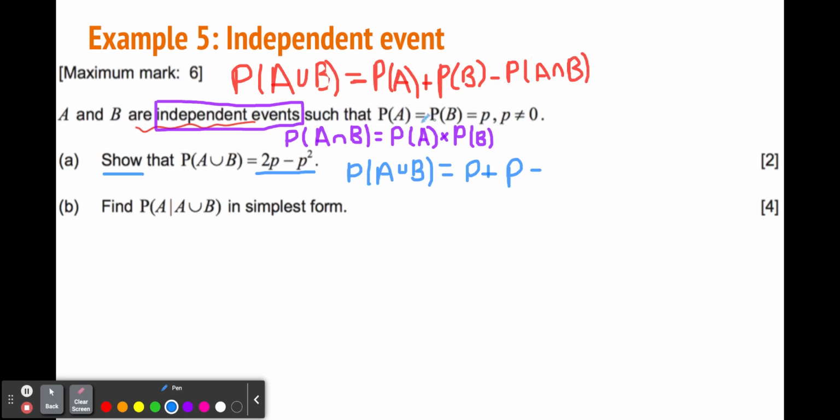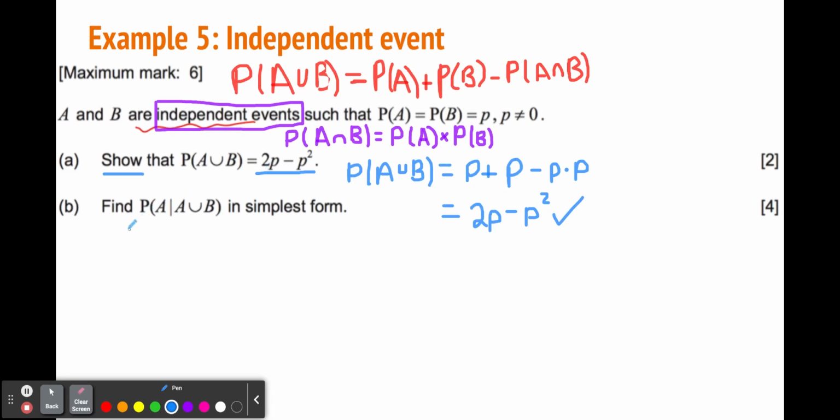Well, since I have independent events, the probability of A is P, and the probability of B is P. So now I have P times P here. By simplifying this a little bit, I can add my two P's, and then P times P, that is just P squared. And that is in fact what they wanted us to show. So we're good for part A.